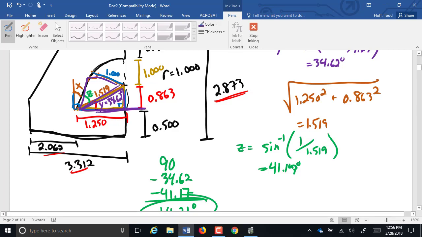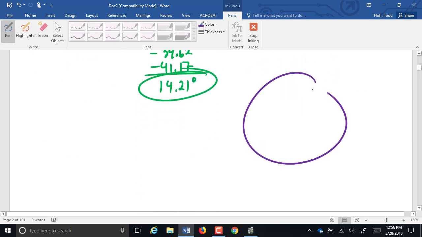A vertical dimension and a horizontal dimension intersecting to make a right angle. And then a radius and a tangent intersecting to make a right angle. There's one other one that we come into, and that's if you have a chord of a circle and a radius. Those intersect at a right angle if the radius cuts that chord in half.